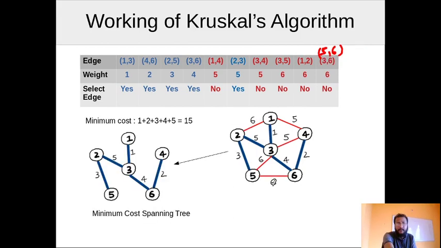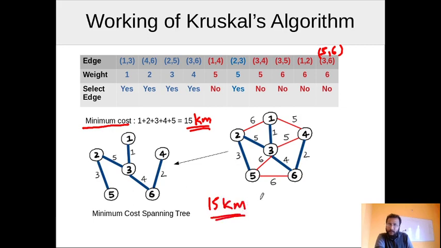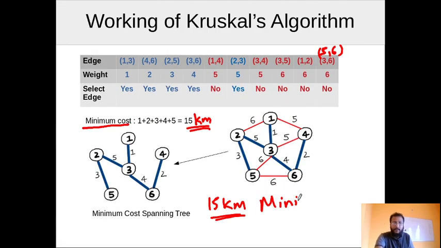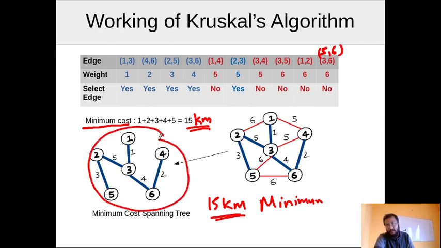Okay. So, finally, I will get a tree. This is a tree, there is no cycle. All the blue ones make a minimum spanning tree or minimum cost spanning tree, and the length is 15 kilometers. So, I just need 15 kilometers of construction work. This is the minimum. All right. So, your job is to find a minimum spanning tree like this.